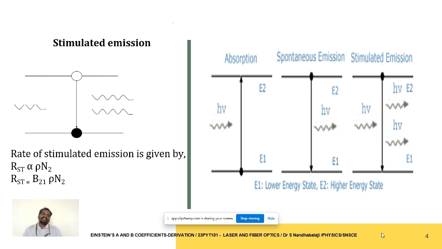And the rate of stimulated emission R_ST is directly proportional to rho N2. R_ST is equal to B21 rho N2. This is the diagram of energy states, from lower energy state to higher energy state, showing the differences between absorption, spontaneous emission and stimulated emission.